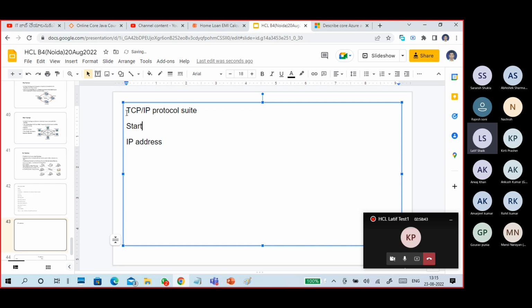We are using Star Topology. In general, I'm talking about Star Topologies. For the internet, it is a Wi-Fi model, which I already told you, but generally we are using Star Topology. And we are using IPv4. In IP addresses, we have IPv4 and IPv6.